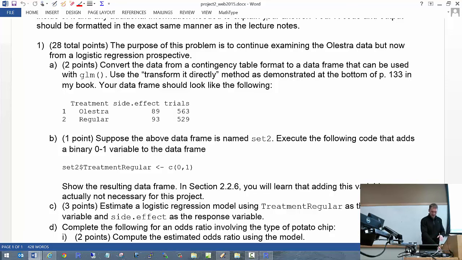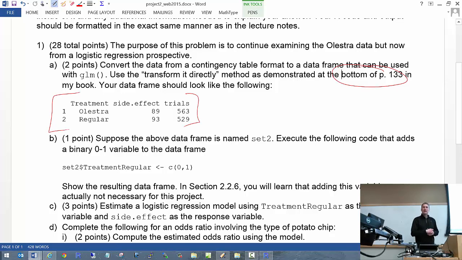Part A then asks: I want you to take that contingency table structure, what I often refer to as c.table, and convert it to a data frame that you can use with the glm function. In the homework, it's demonstrated for the polio example how to do that. Also in my book, at the very bottom of page 133, it's shown for the bird data set. So use that same type of coding, about 3 or 4 lines of code, and convert the data to this format.